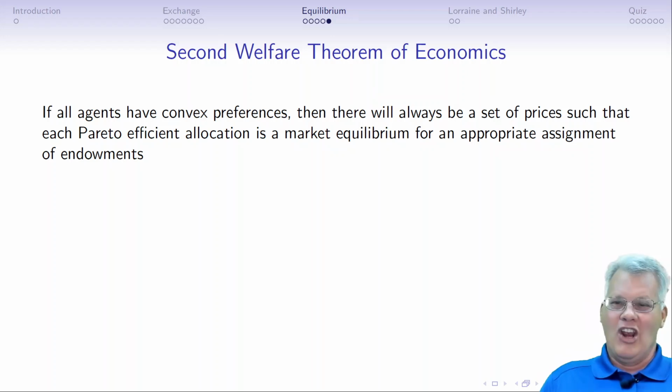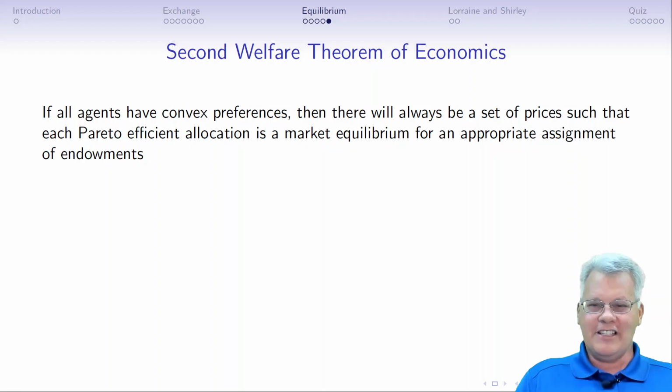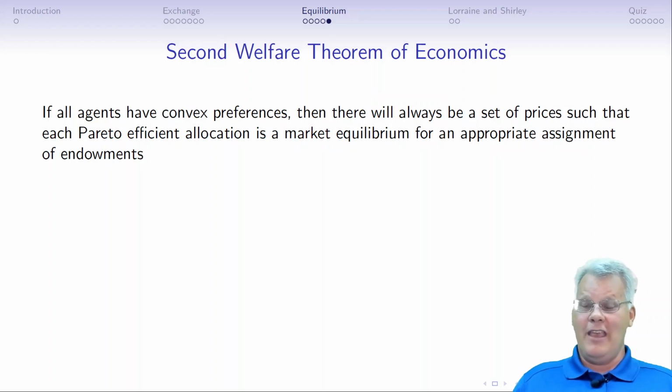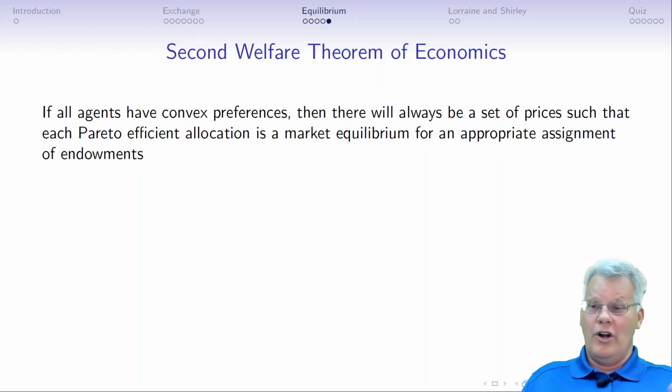The second welfare theorem of economics: if all agents have convex preferences, then there will always be a set of prices such that each Pareto efficient allocation is a market equilibrium for an appropriate assignment of endowments. So you remember when we had the contract curve, when we had SpongeBob and Patrick, there was the green contract curve that went from the southwest corner where Patrick had everything and SpongeBob had nothing, up to the northeast corner, which is Patrick's origin, where SpongeBob had everything and Patrick had nothing. All those points that were indicated in green were Pareto efficient, meaning the only way to make SpongeBob better off was to make Patrick worse off, and vice versa.